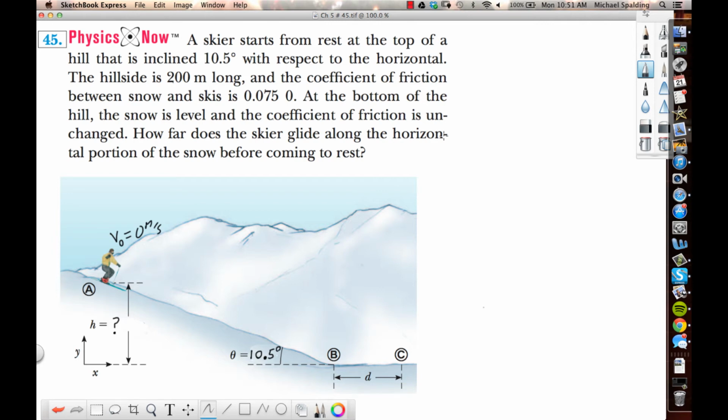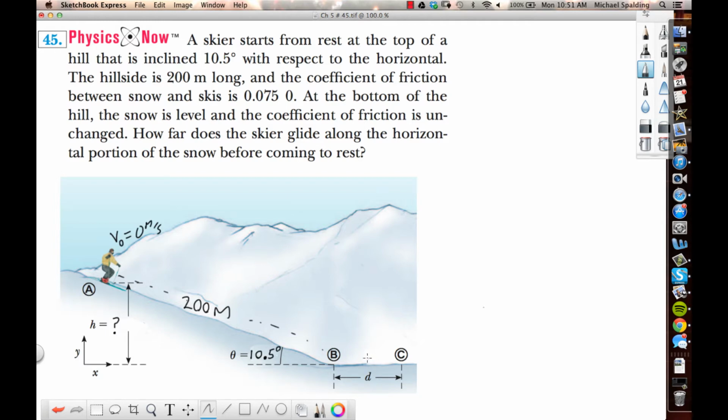All right, guys, so we have a skier at the top of this hill. We're given the angle of the hill is 10.5 degrees, measured off the horizontal. We're told that the skier goes 200 meters down this hill, so the length of this incline is 200 meters, like that. And then the skier reaches the flat part and slides to rest.